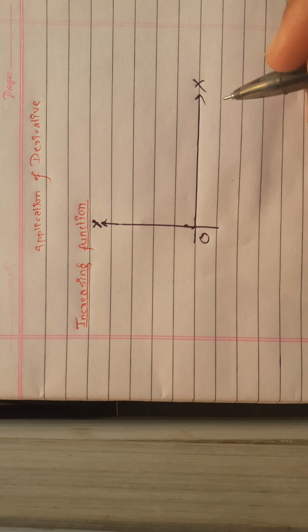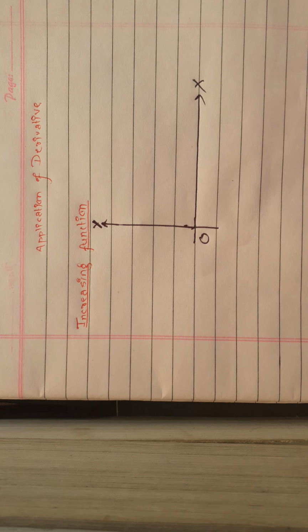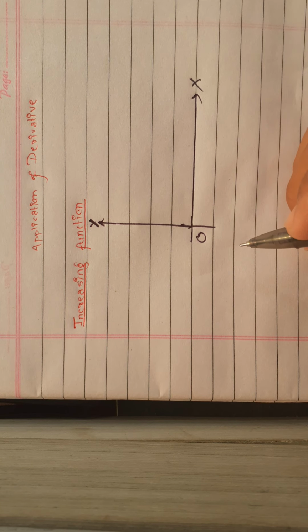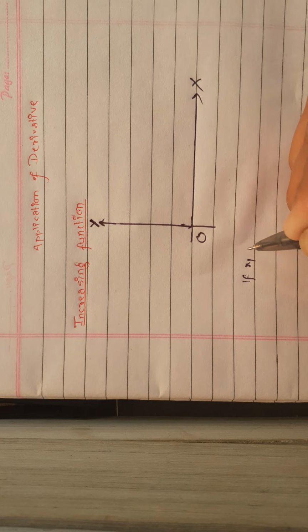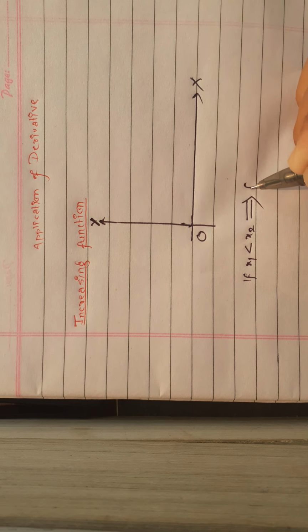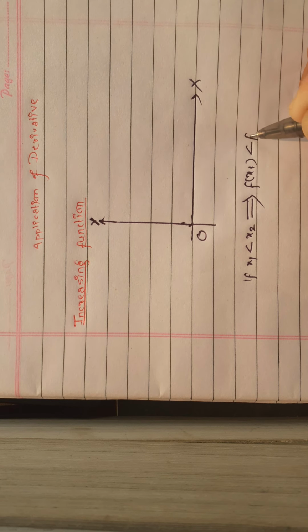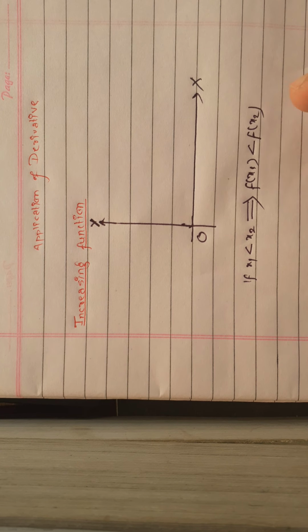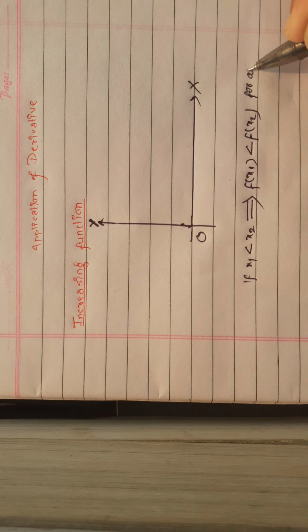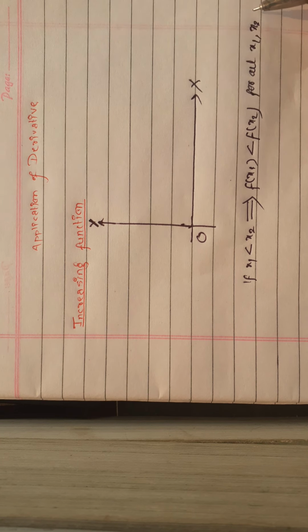A function f is said to be increasing on the interval I if x1 is less than x2, then the result becomes f(x1) is less than f(x2). Then the function is called an increasing function in the interval I for all x1, x2 belongs to I.